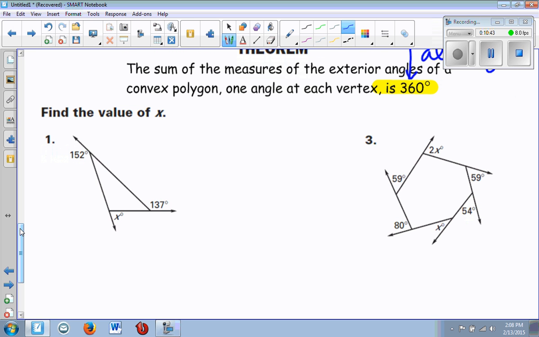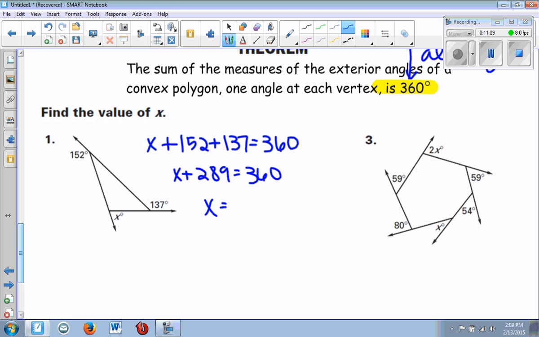It's always 360. So if we take that into account, when we write our first equation, we know that the sum is 360. So adding up the x and the two angles, 152 and 137, we know we should get 360. Adding my numbers together, 289. Subtracting 289 from both sides is going to give us an x value of 71.